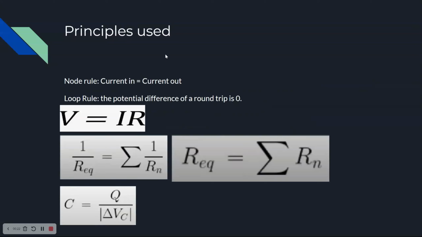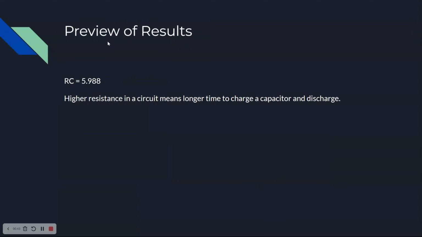So the principles used. We use the node rule, which pretty much just tells us that current in and current out of a point are going to be the same. The loop rule, which is that the potential difference of a round trip, or in other words, all the way around the circuit, will be 0. And then a few basic formulas like V equals IR, formulas for resistors in series and parallel, and the capacitance formula.